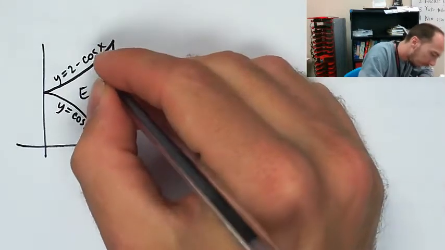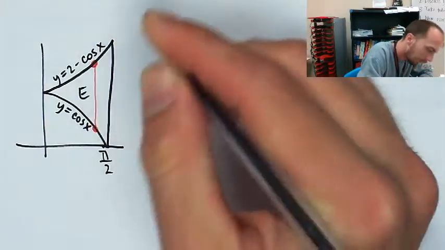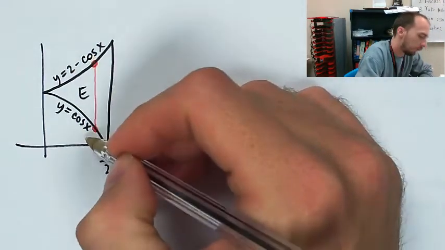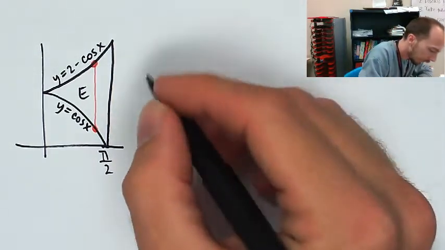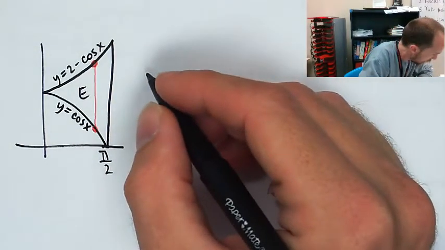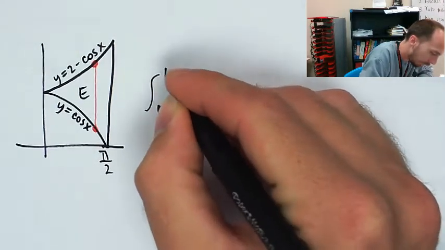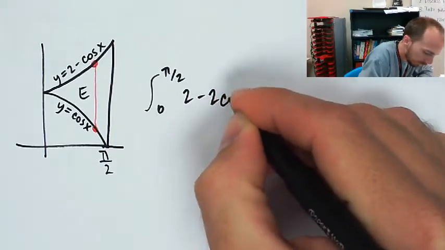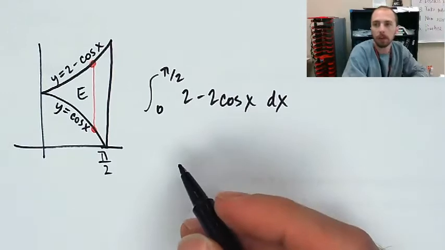Alright, so my representative rectangle is going to be right here. It's going to be vertical. And it'll be top minus bottom. 2 minus cosine x will be 2 minus 2 cosine x. Alright, so the integral from 0 to pi over 2 of 2 minus 2 cosine x. Okay, antiderivative.